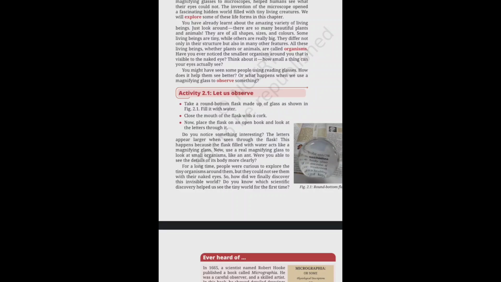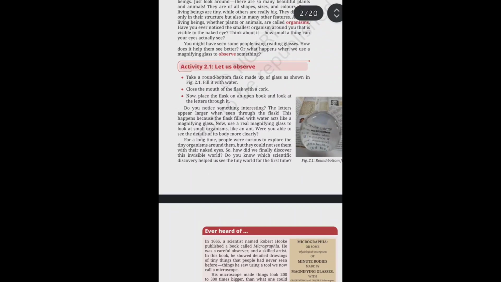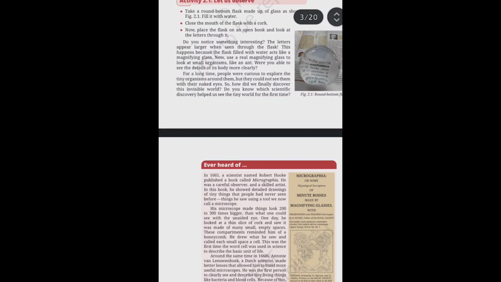Have you ever noticed the smallest organism around you that is visible to the naked eye? When we look with our naked eye without the help of any aid, can you tell me which is the smallest creature around you that you can see using your naked eye only? Think about it. How small a thing can your eyes actually see? Your eyes may be more powerful than mine. I can see an ant, but you may be able to see organisms smaller than an ant itself, isn't it?